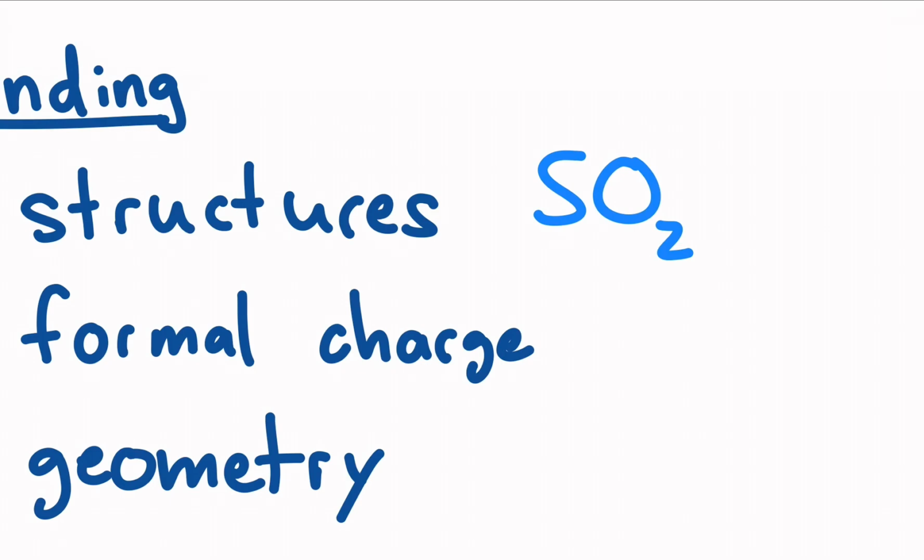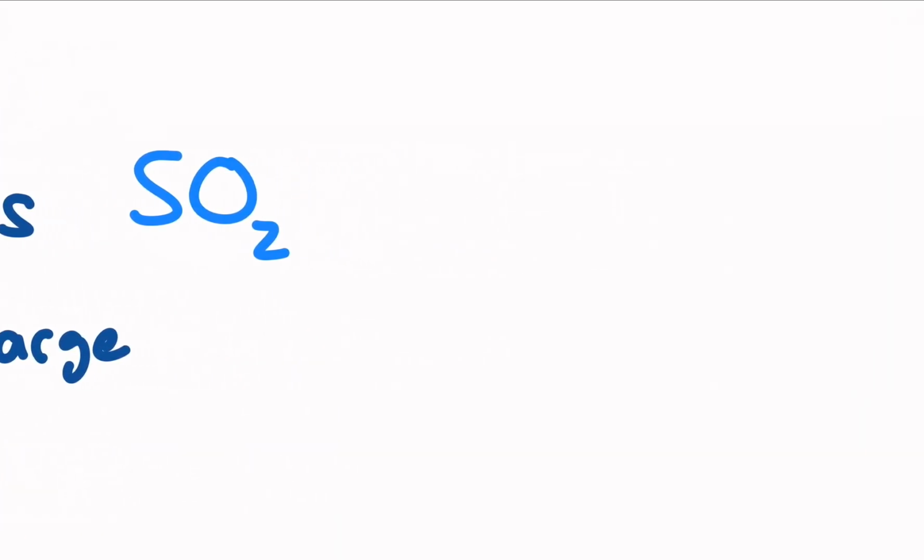To draw a structure for a chemical formula, you need to know how many valence electrons it has. So looking at the periodic table, both sulfur and oxygen are in group 16. That means they have 6 electrons each in their valence, times 3. So I have 18 electrons to use to build my structure.